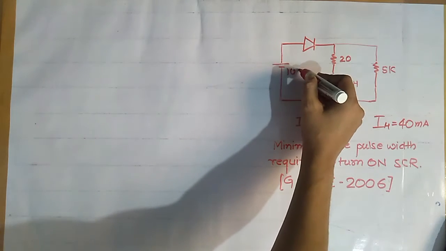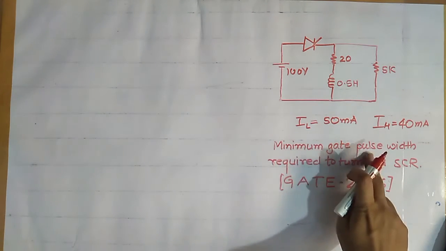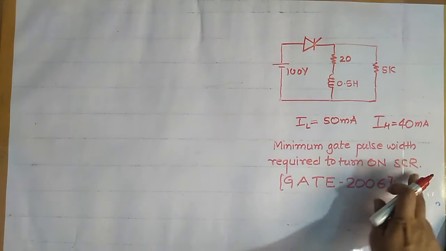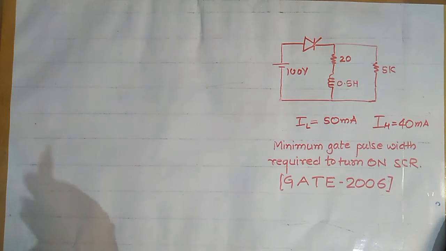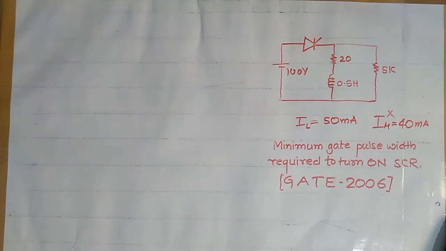Here in this question this circuit is given. The question says that the latching current is equal to 50 milliampere and the holding current for this SCR is equal to 40 milliampere. We have to find the minimum gate pulse width required to turn on the SCR. Here the process is associated with turning on of the SCR, that's why this holding current is of no use. So how we can solve this circuit, we see now.